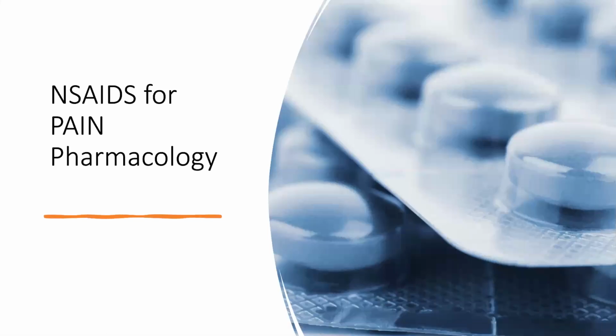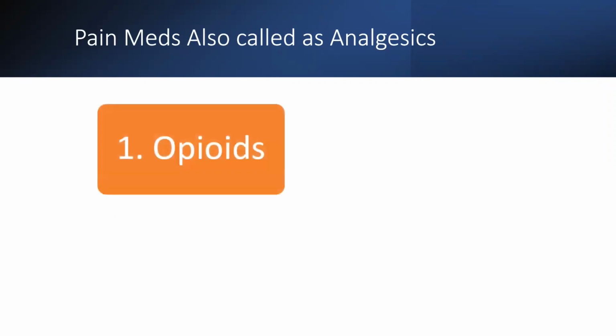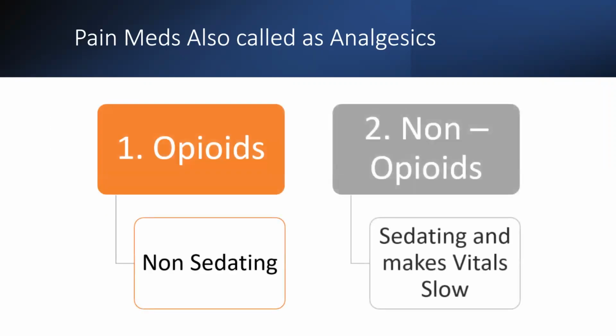Welcome to the topic NSAIDs for pain pharmacology. Pain meds are also called analgesics, like opioids, which are sedating and make the vitals slow, and non-opioids. In this video, we will talk about the non-opioids.